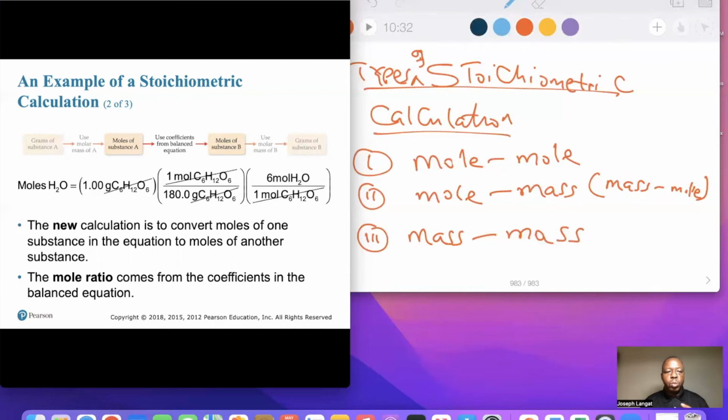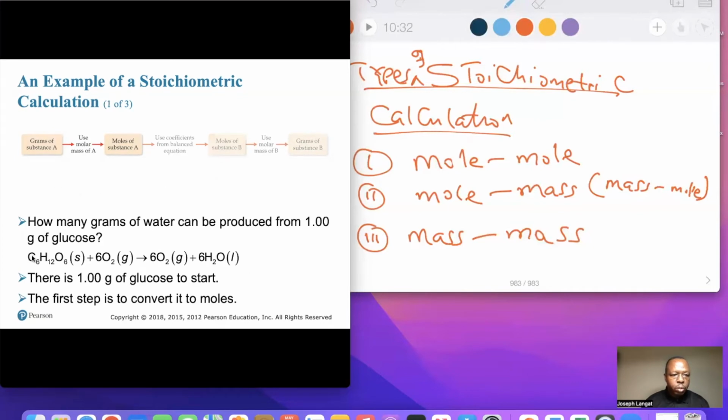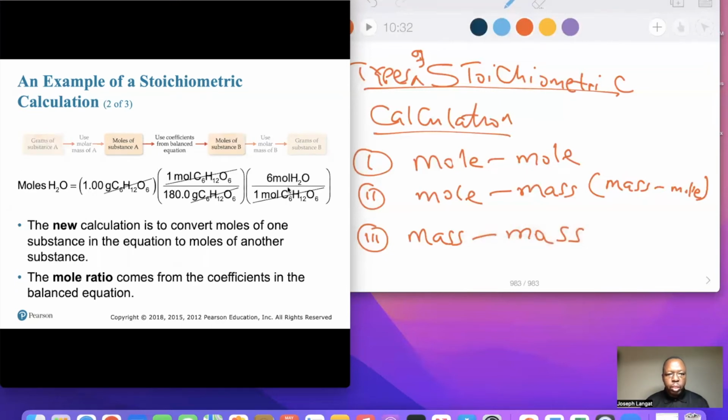Glucose to moles of H2O. The mole ratio here is from the balanced equation. Glucose to H2O, it is 1, you don't see it here, to 6. 1 to 6, therefore, you see the 6 here. If you don't practice with this, you will get confused about which one goes at the top and which one goes at the bottom. You may have the numbers, but if you flip it, it's not going to work.